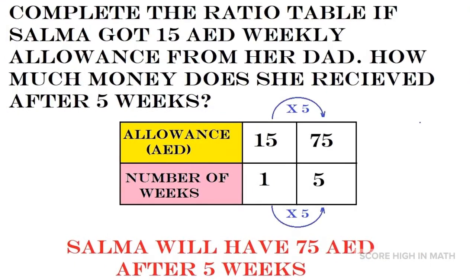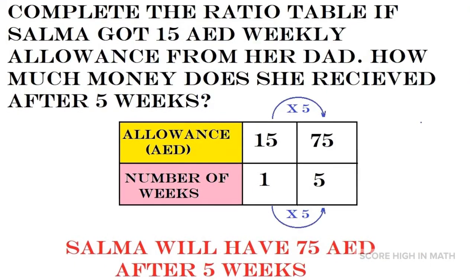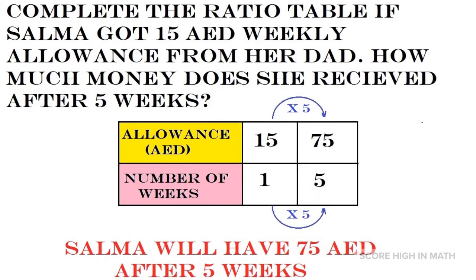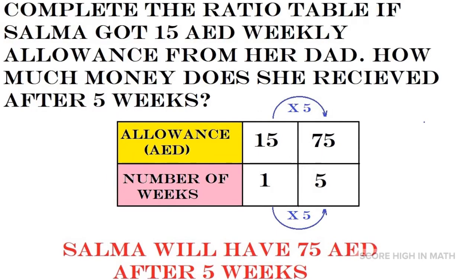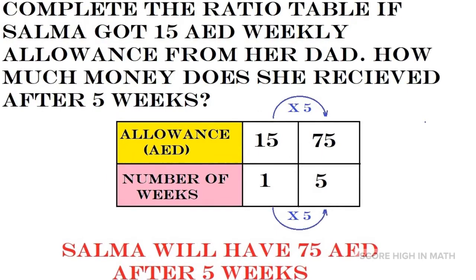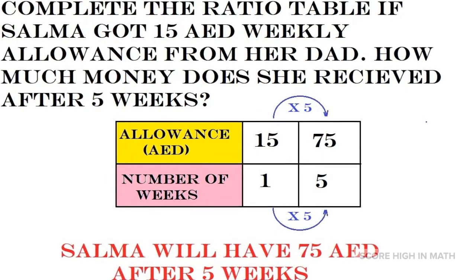To make it short, you can simply multiply the ratio 15/1 by 5 to come up with the allowance of Salma after 5 weeks. And the answer will still be the same, 75 dirhams after 5 weeks.